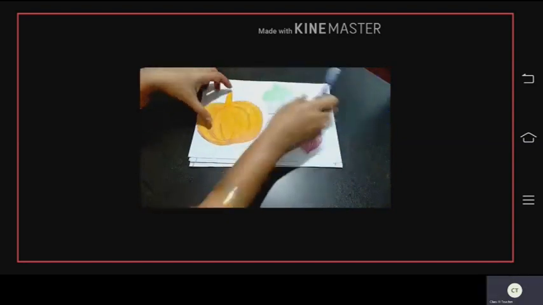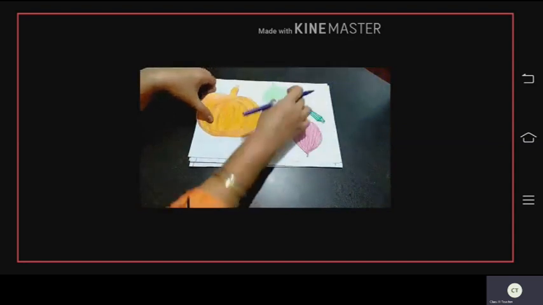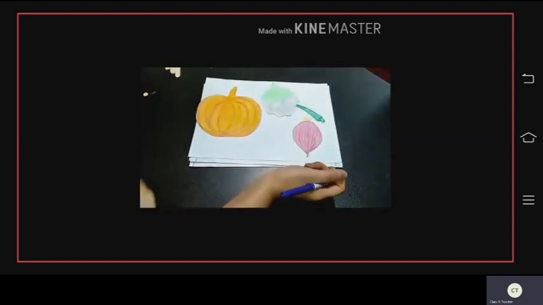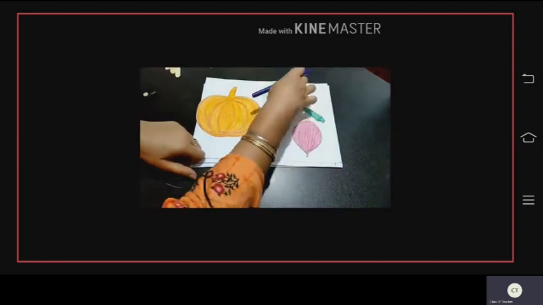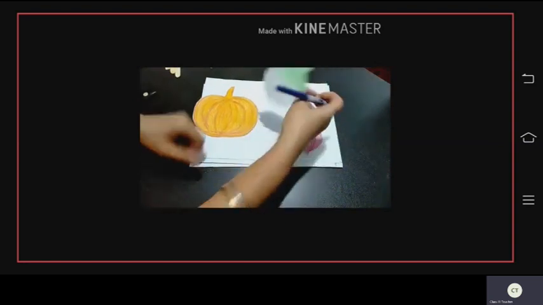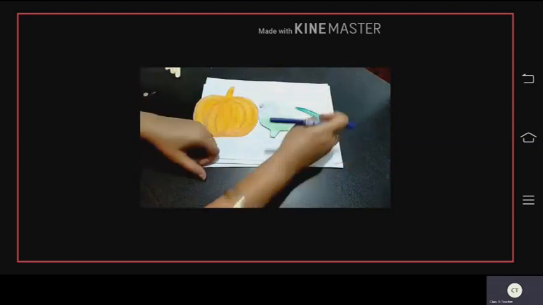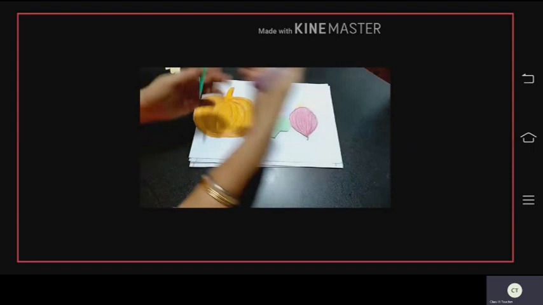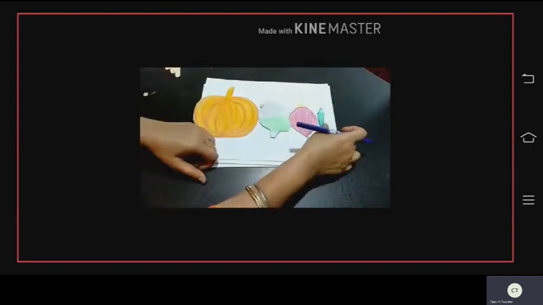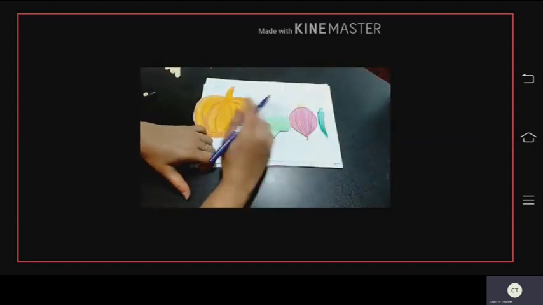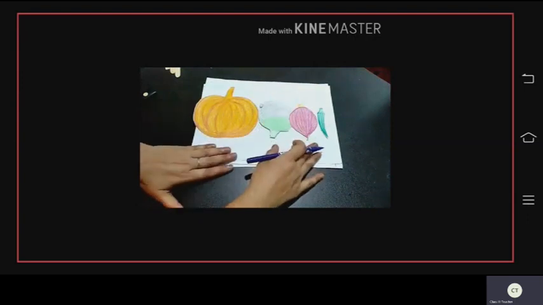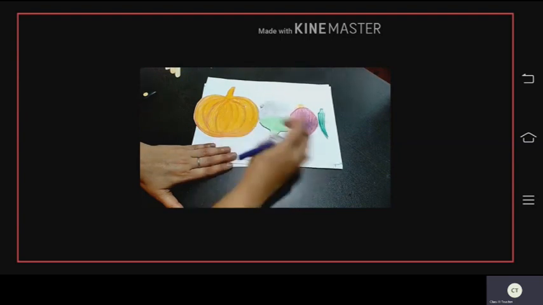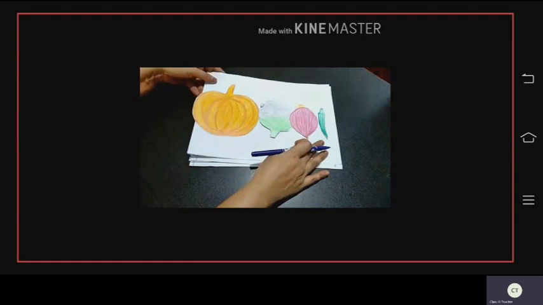So, which is the biggest vegetable here? Tell me, children, fast. Yes, 100% right answer. Pumpkin is the biggest vegetable. So, it will come in the first place. And in the second place? Yes, cauliflower. In the third place? Onion. And in the fourth place? We will get ladyfinger. I hope you understood, children. Here we arranged these vegetables in the descending order, children. Okay, children. So we arranged here vegetables according to their size.